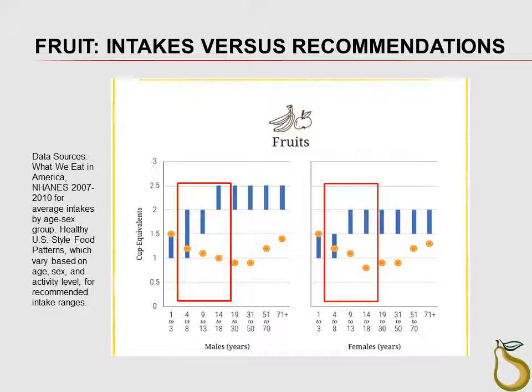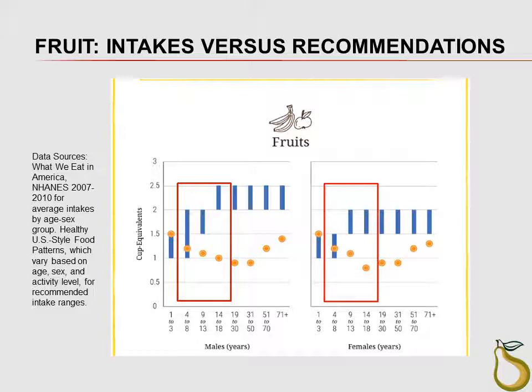For each graph, you will see the recommended intake ranges represented by the blue bars and the current intake represented by the orange dots. You will also see that school-age children are boxed in red. Ideally, the orange dots, what kids are eating on average, would be within the blue bars, what is recommended for kids. Now let us focus on fruit.